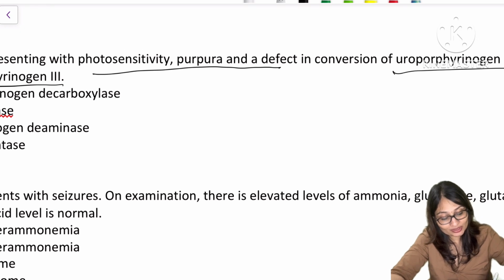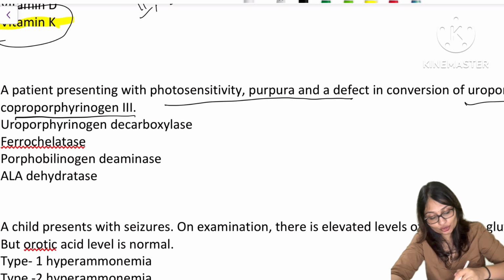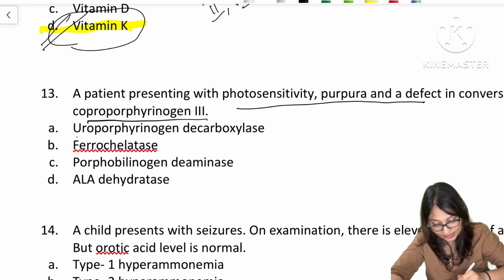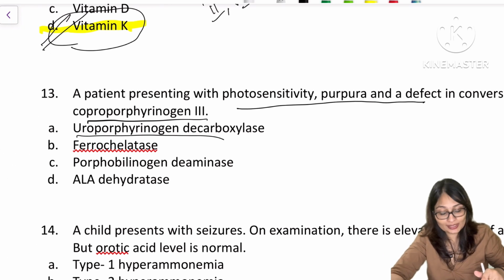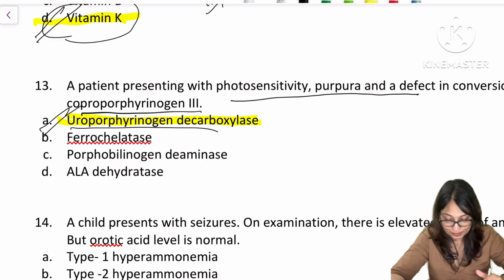There is something with regard to conversion of one particular substrate to another substrate. So the enzyme should be named after the substrate on which it acts, right? Uroporphyrinogen has to get converted to coproporphyrinogen 3, so the enzyme should start with uroporphyrinogen. As simple as that, the answer is uroporphyrinogen decarboxylase, right? Even if you did not remember the porphyrin pathway, you could have simply got this right just by using your common sense.